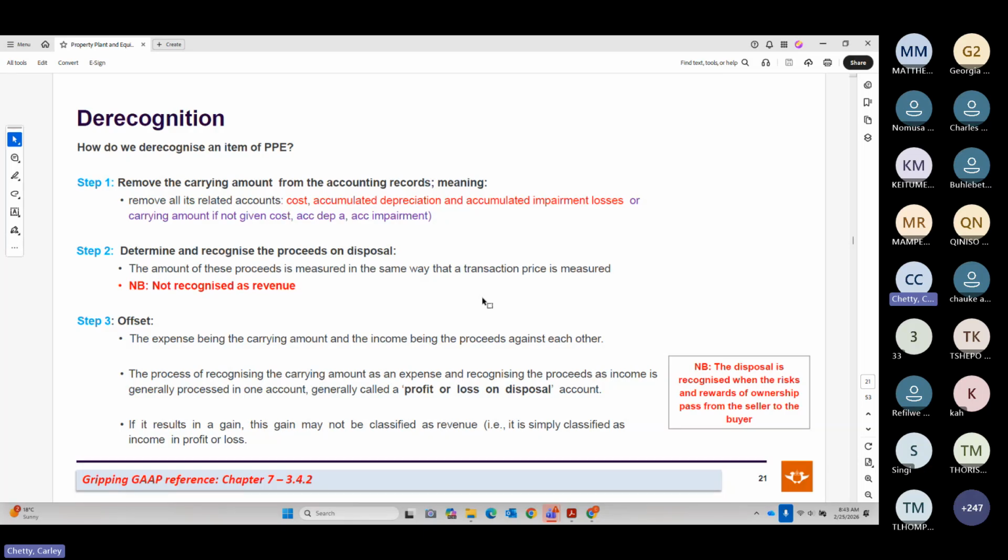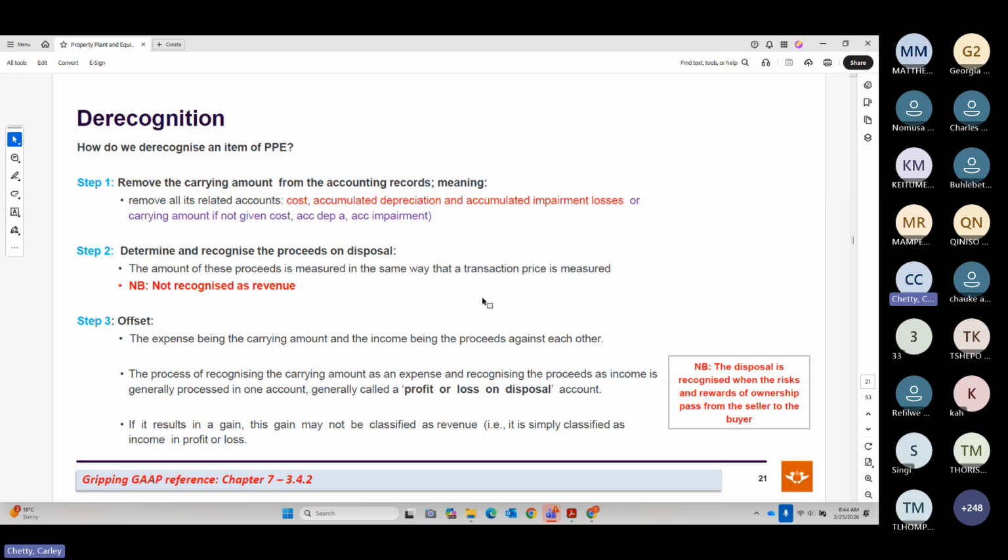So that is step one. Remove the carrying amount from the accounting records and all the things making up the carrying amount, like the cost and accumulated depreciation and impairment losses. Step two would be to determine and recognize the proceeds on disposal. So we need to determine, is anything paid for this item we are disposing of? And then this needs to be measured and reported, okay? It is not going to be shown as revenue because revenue indicates that it's the normal part of your operations, but a proceed on disposal is not revenue, okay?